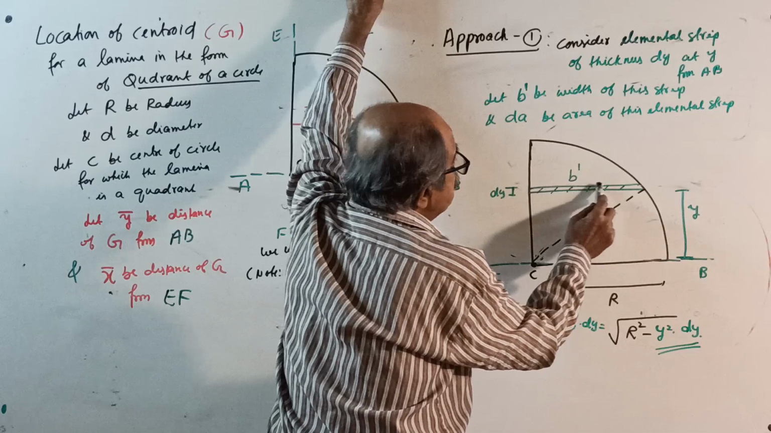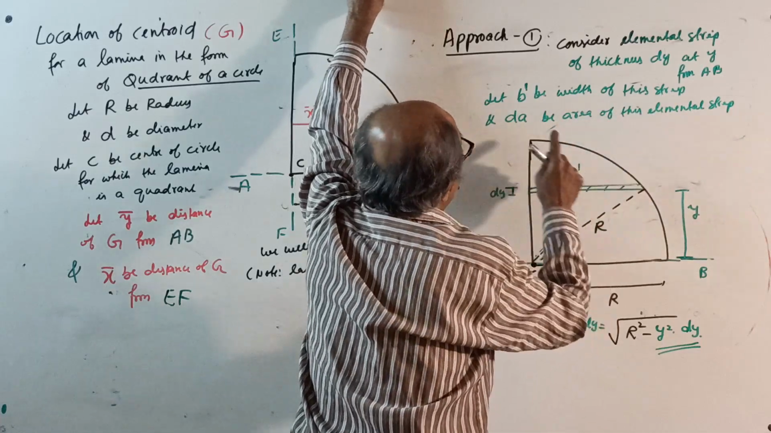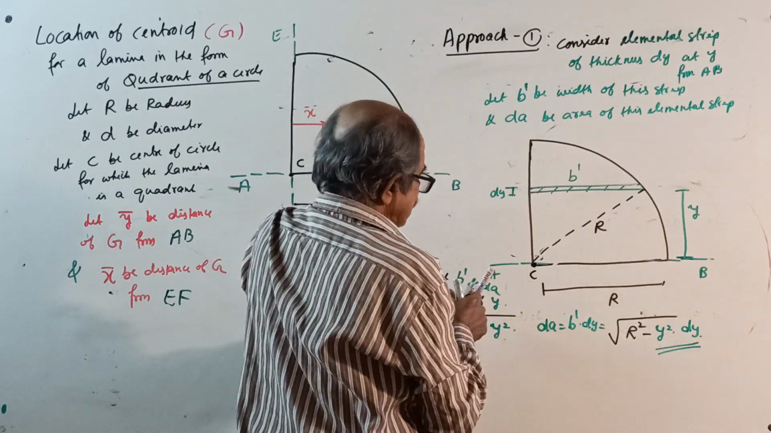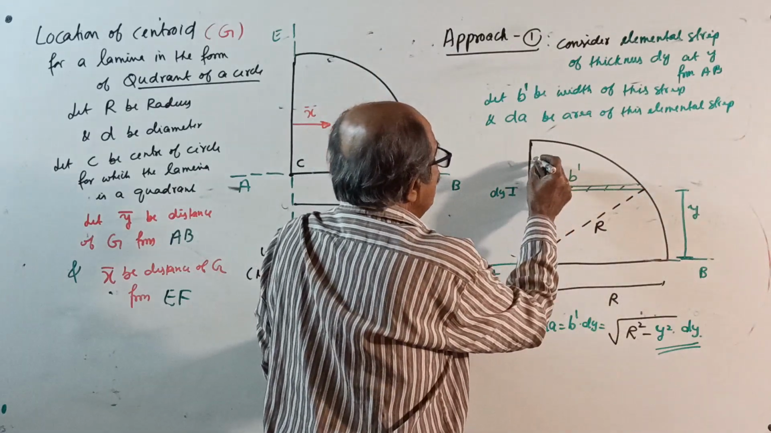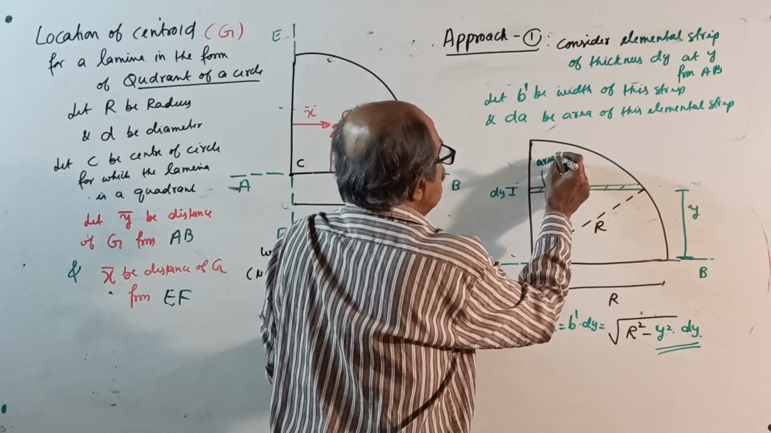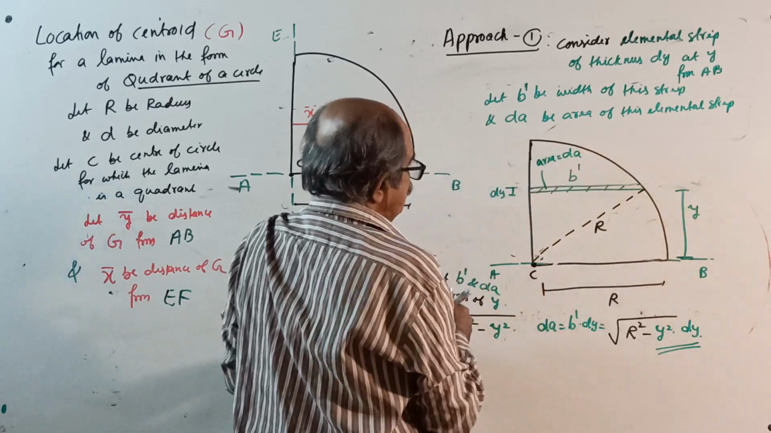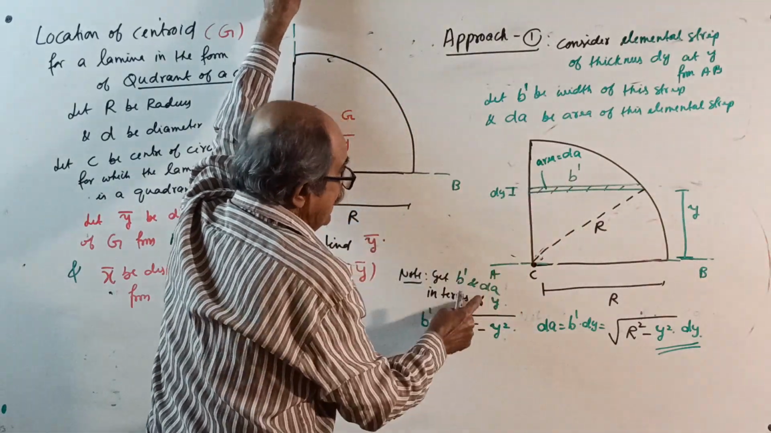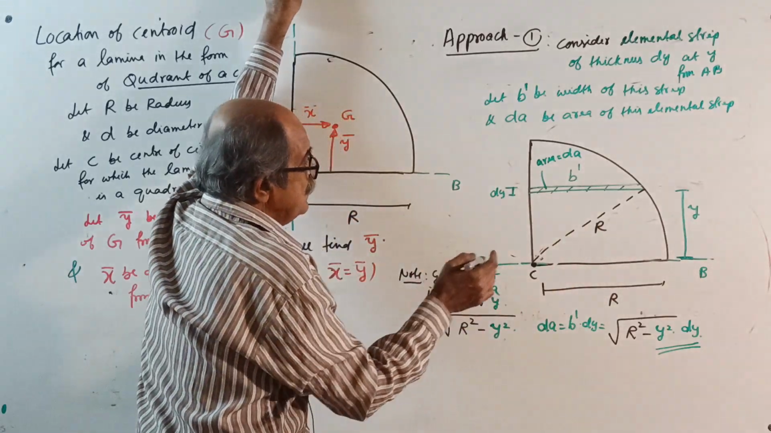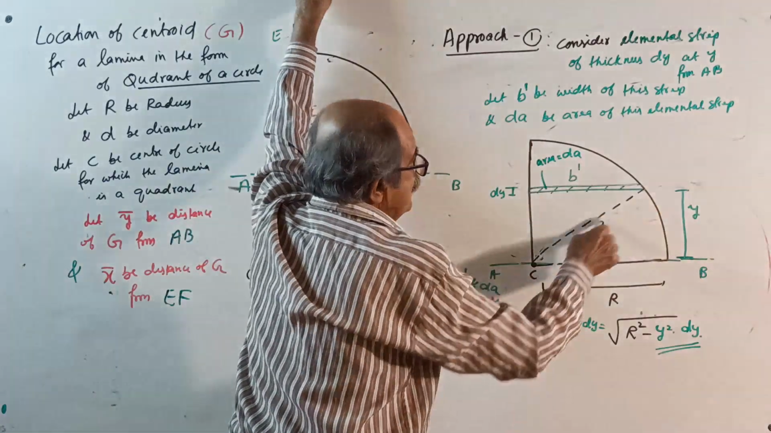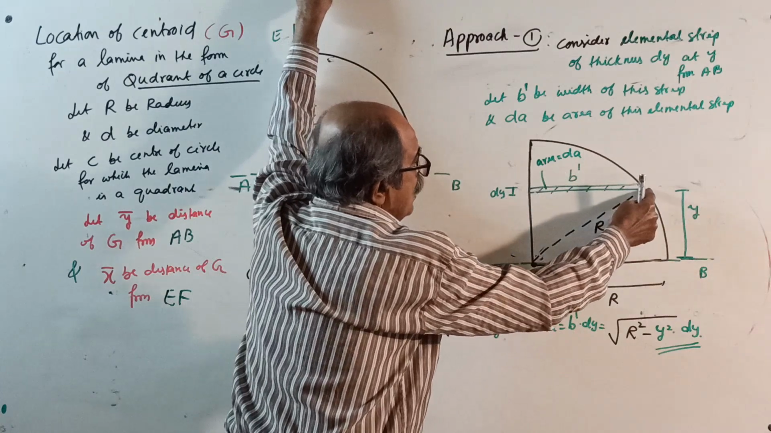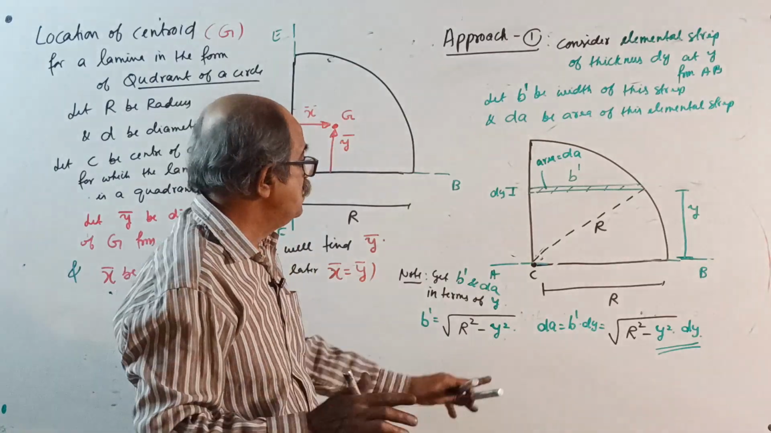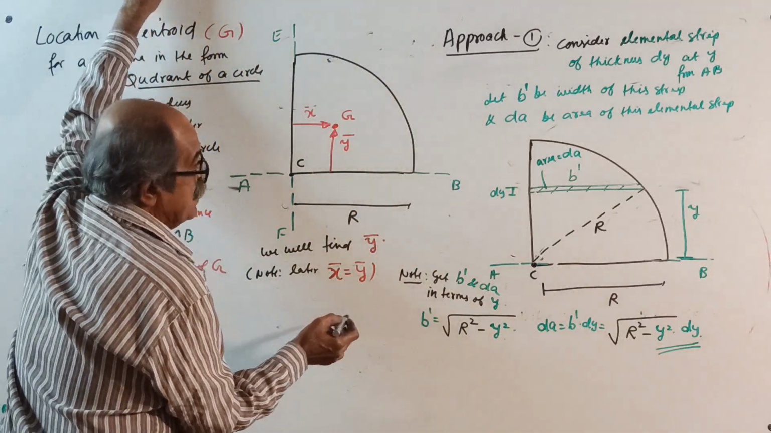Let B dash be the width of the strip and let dA be the area of the strip. Now, get B dash and dA in terms of y. See, B dash equals root of R square minus y square. No, not into 2. I should not tell that.